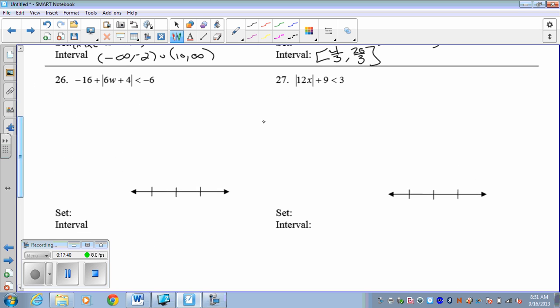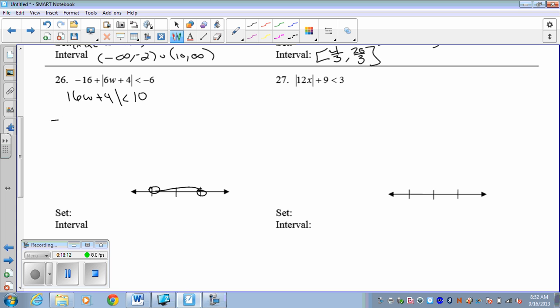Alright. Again, we've got to isolate first, add 16 to both sides. Even though it looks like we got equals to negative over here, that isn't going to be true once I isolate the absolute value. So I end up with absolute value of 6w plus 4 is going to be less than 10 when I add the 16 to both sides. Alright, so then it's less than. So I can go ahead and draw the picture. It's going to turn in. This time I got open circles because there's no equal to.